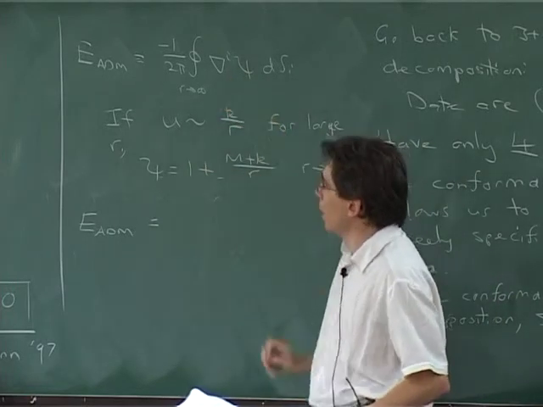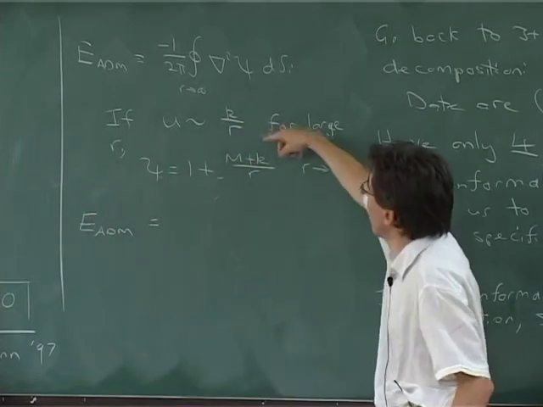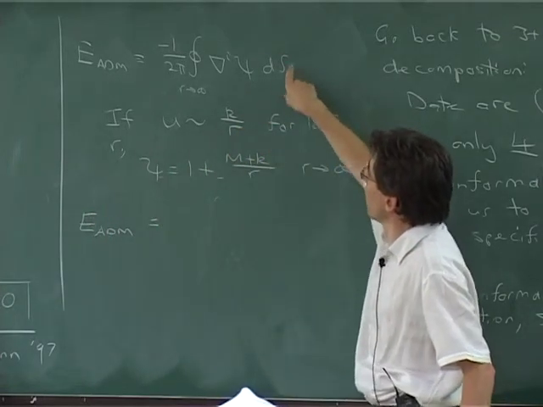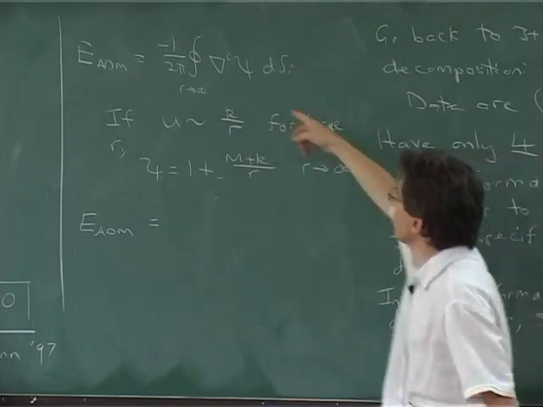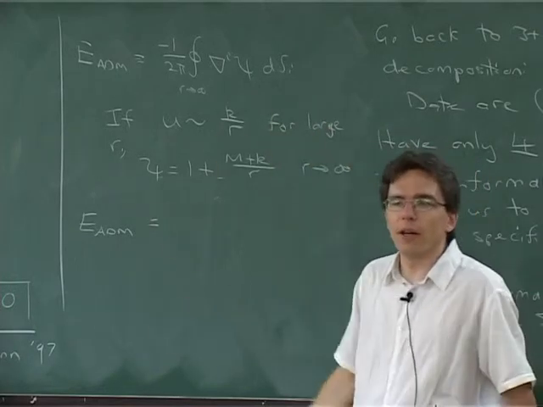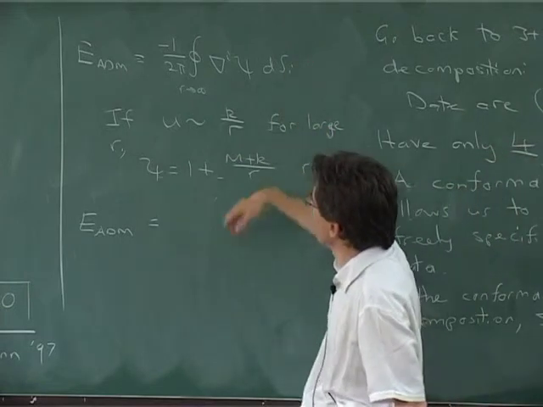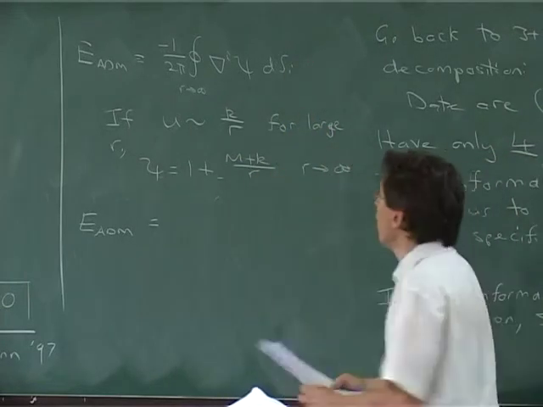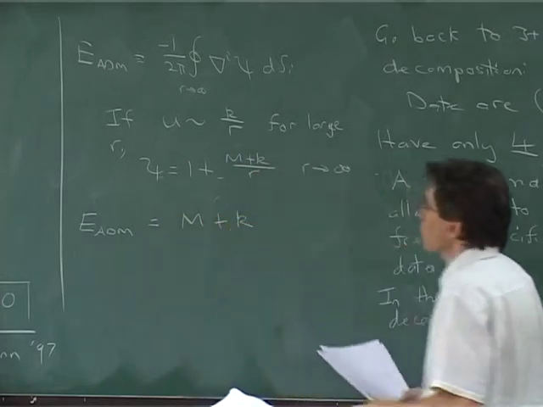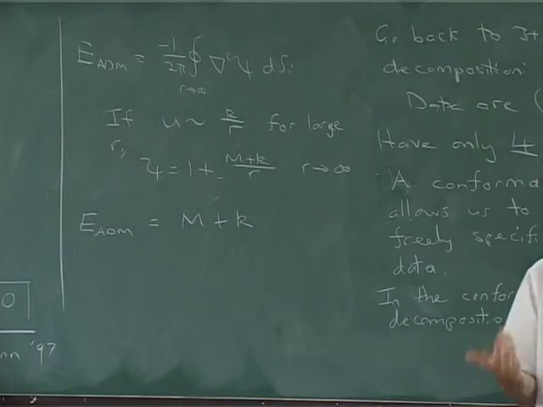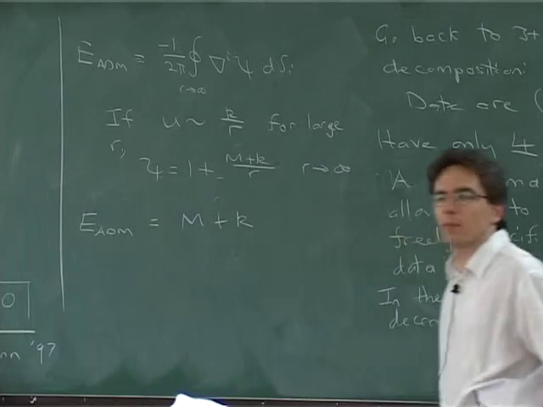You just have to take the derivative of this with respect to r. This gives you 1 over r squared. This piece here has an r squared sine theta d theta d phi in it, so the r squareds cancel. Integrating sine theta d theta d phi gives you 4 pi. There was another factor of 2 somewhere in there, and pretty much everything cancels out, and you're just left with this piece. So you get m plus k. So what this correction function u does is it indeed modifies the mass of the system.